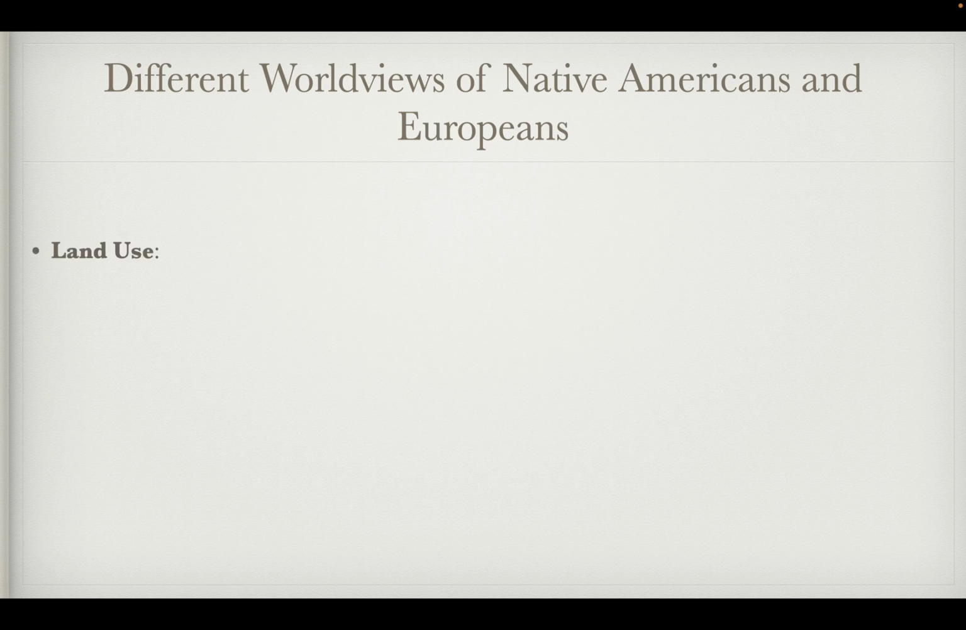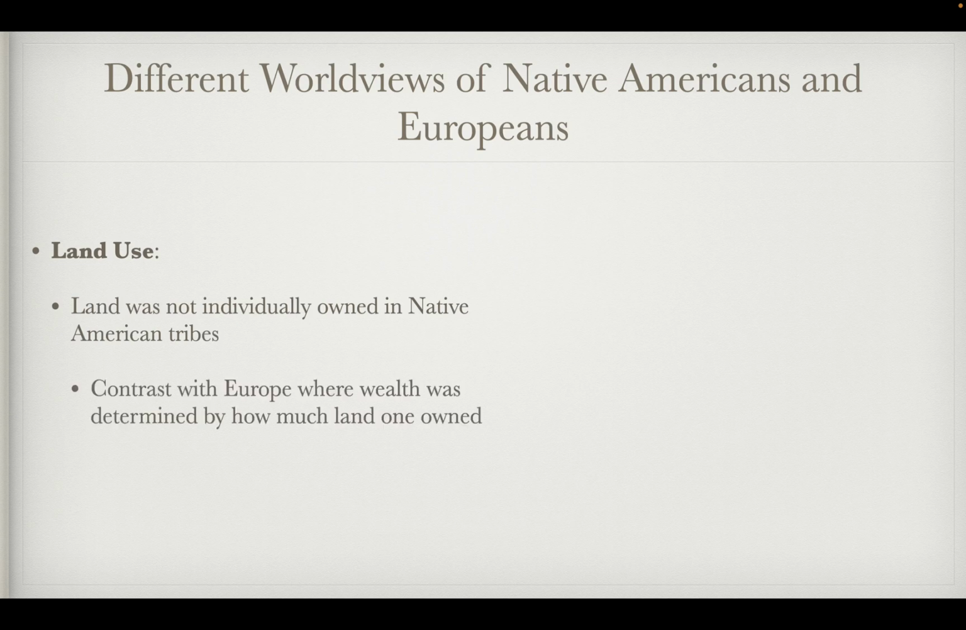Land use is another major difference between the two groups. Land was not individually owned in Native American tribes. Contrast with Europe, where wealth was determined by how much land one owned. And Europe practiced the enclosure movement, or fencing off land. This was something that was new to Native Americans when this practice of fencing off land was brought to the Americas.